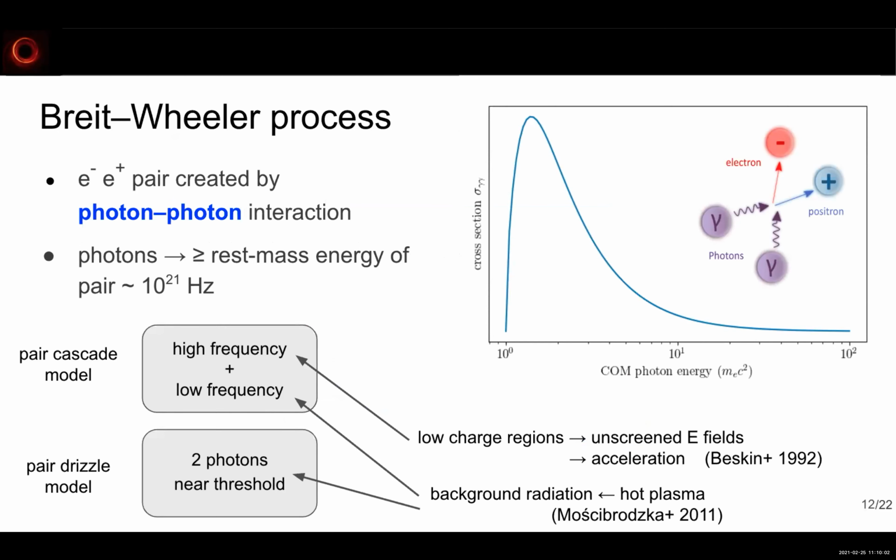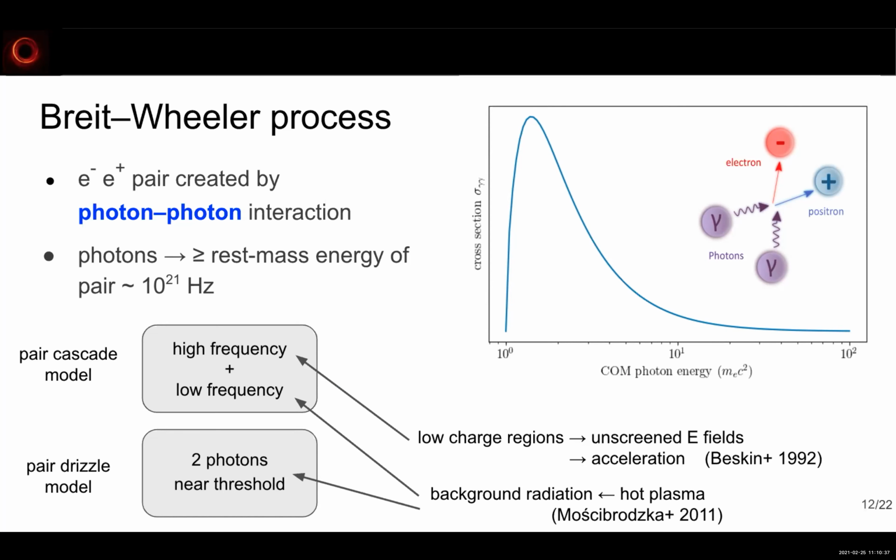And just remind everyone that here we're talking about the Breit-Wheeler process. So you can have an electron-positron pair that's created when you have 2 high-energy photons that collide with each other, that interact with each other. And of course, one of the criteria for this pair production event to happen is that you need the total energy of the photons to exceed the rest mass energy of the electron-positron pair. So if you plot the cross-section as a function of the center of momentum energy of your photons, of course, you have some lower level cutoff.